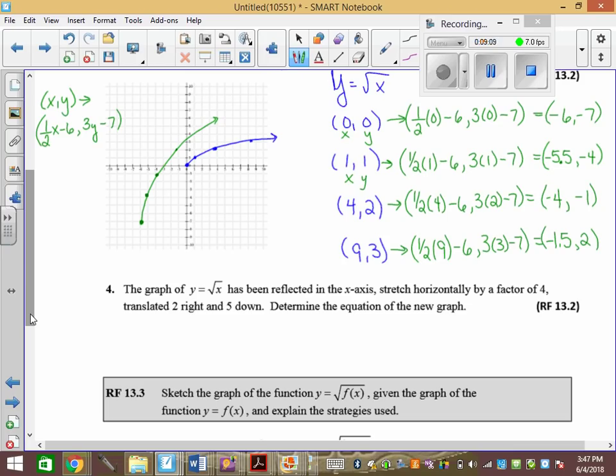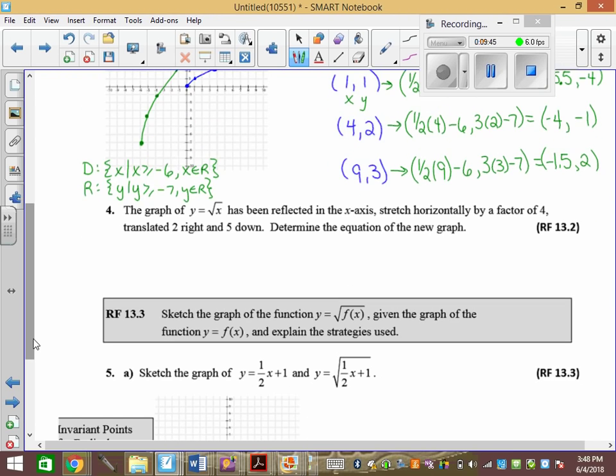So both of my domain and range would be greater than or equal to, because neither of them had reflections, right? And they're going to be greater than or equal to my horizontal translation, which was 6 to the left, and my vertical translation, which was 7 down. So my domain is x such that x is greater than or equal to my horizontal translation, which is −6. And my range is going to be greater than or equal to, because there wasn't a reflection, −7, which is my vertical translation. It's the only thing that moves (0, 0), and this only happens with radical graphs.